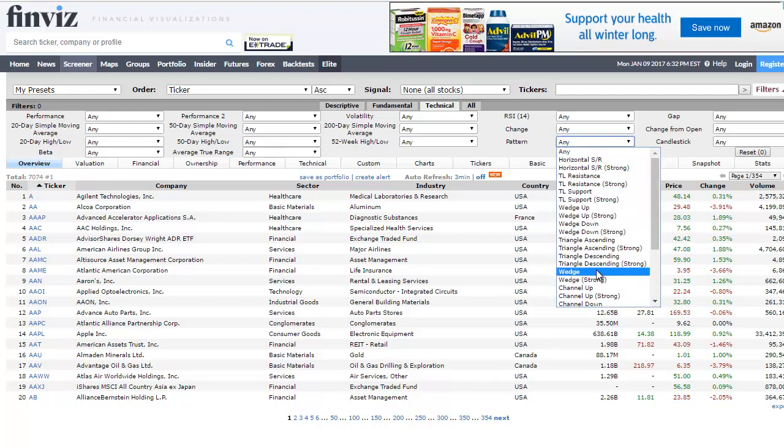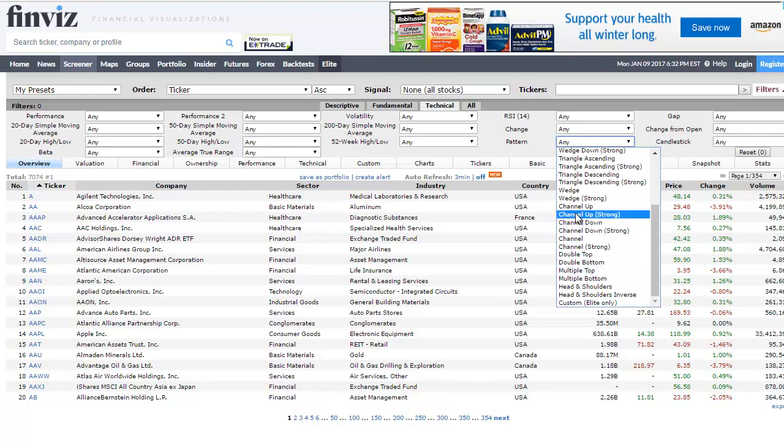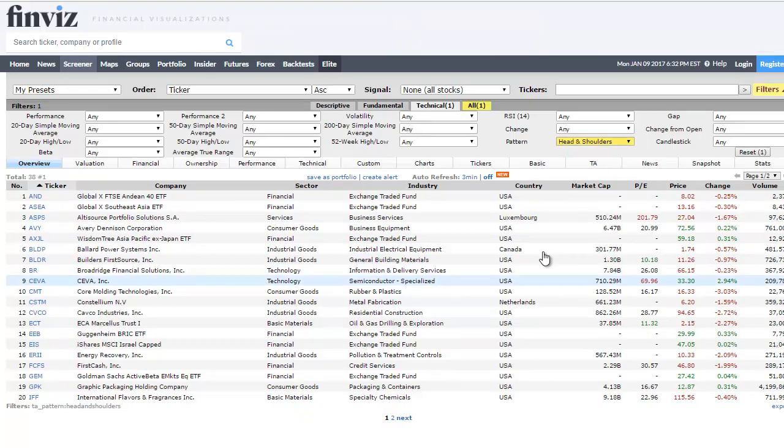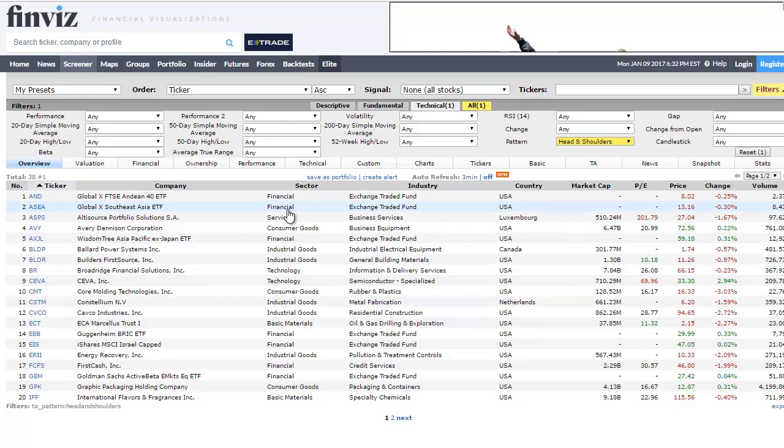You'll see wedge, triangles, channels. Channels are really good. Wedge patterns are really good. Down on the bottom, you'll see head and shoulders, inverted head and shoulders. So just to show you what you get for something like this, when I do my scan like that, you can click on that.